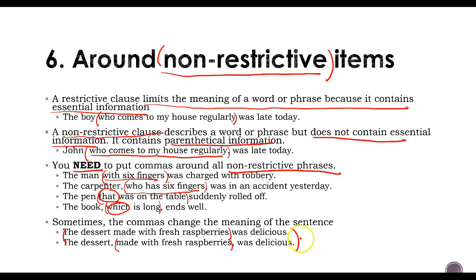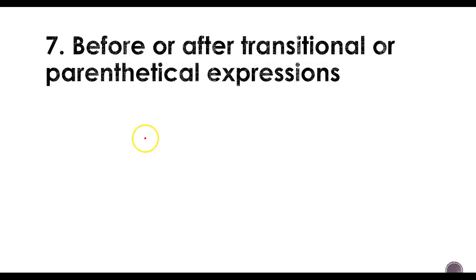So here we can see that the difference between essential and non-essential items is sometimes up to the writer to decide, which is why this is one of the harder rules. And it does change the meaning of the sentence. So there are non-restrictive items. It's probably the most difficult one. I would suggest watching this a couple of times and also reading the Hacker section that talks a little bit about it. Commandment 6: make sure you use commas before or after transitional or parenthetical expressions.